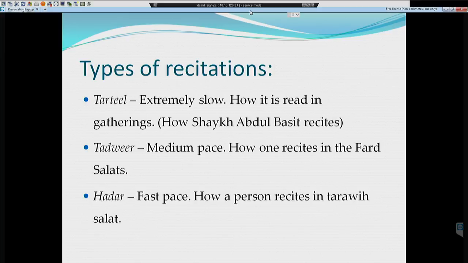Tadweer is just a medium pace. You'll notice in fard salahs, when you're in the normal jama'ah, how the imam recites the Quran. And the faster pace, usually in tarawih salah, is called hadar.